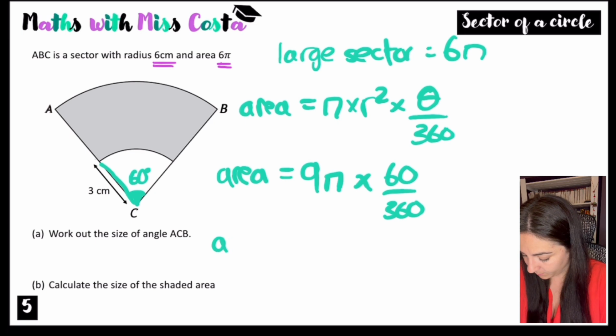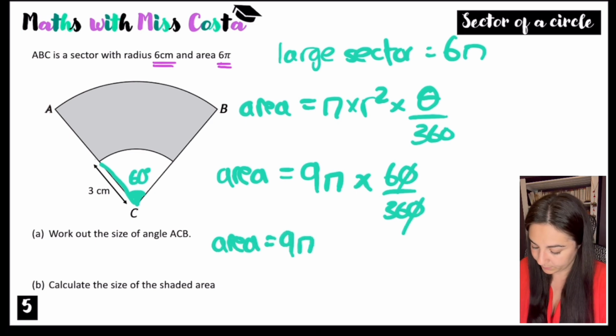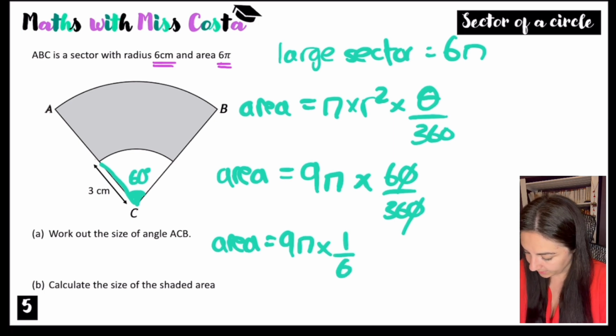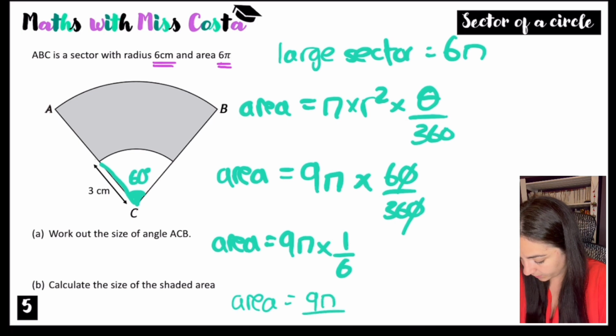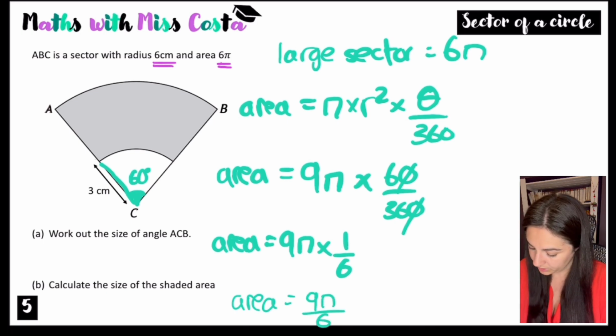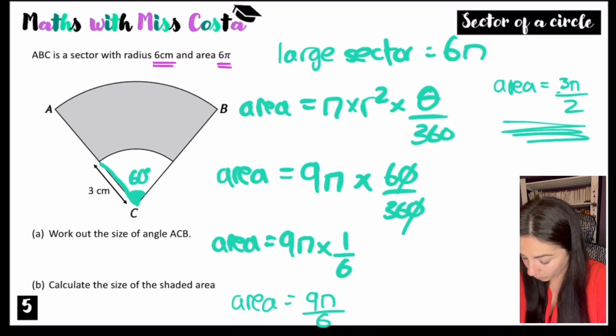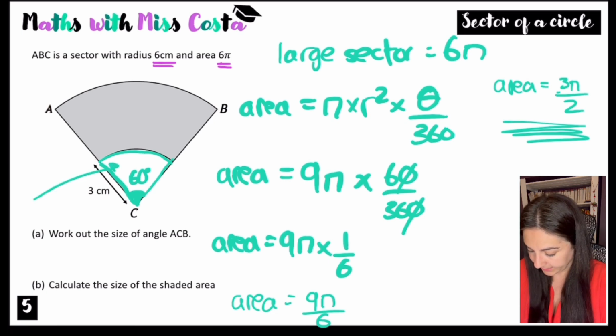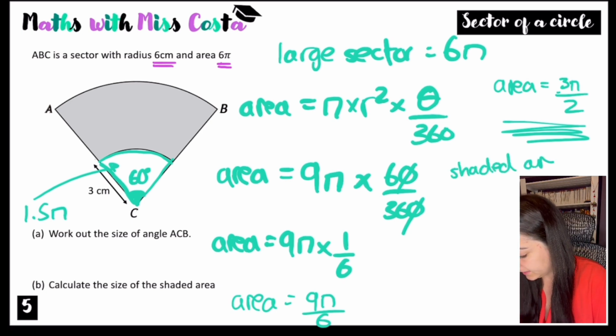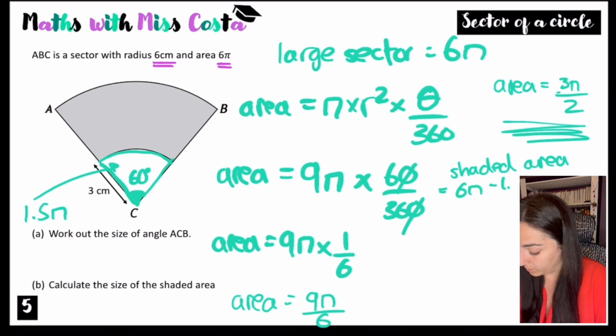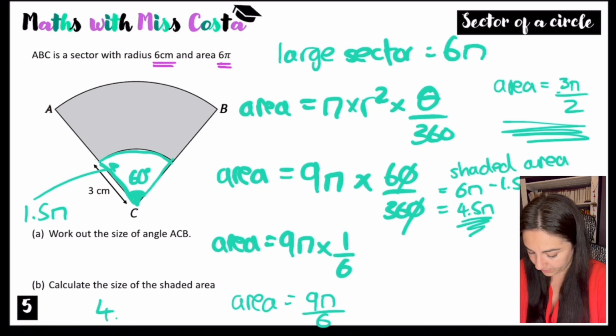So how could I simplify that? Well, area is 9 pi. 60 over 360 would simplify to 6 over 36, which would simplify to a sixth. So the area is 9 pi over 6. You could simplify that if you wanted to. Divide both by 3: 3 pi over 2. And there's your area of the smaller sector. So this part here has an area of 1.5 pi. The large area is 6 pi. So the shaded area is going to be 6 pi take 1.5 pi, which is 4.5 pi as our final answer.